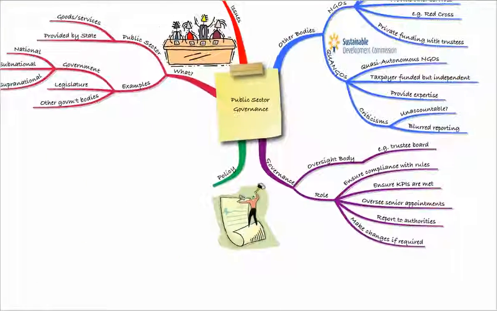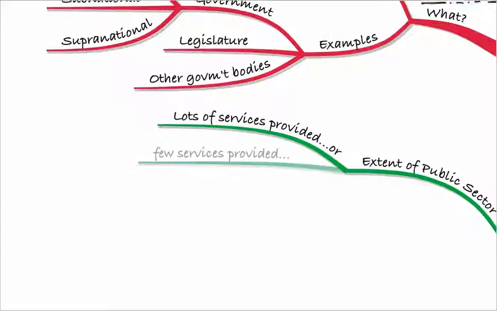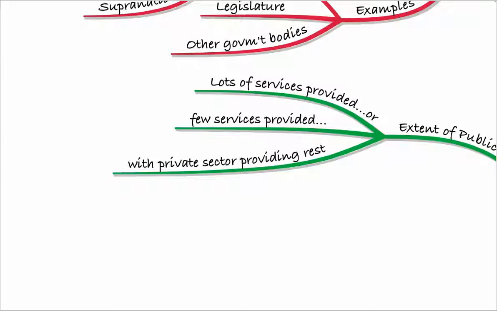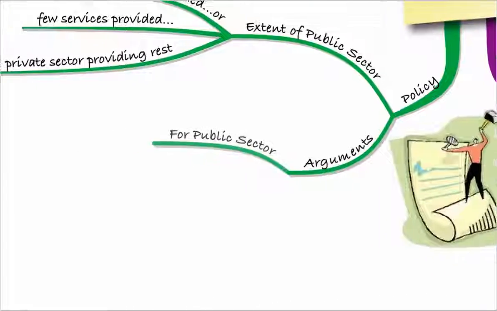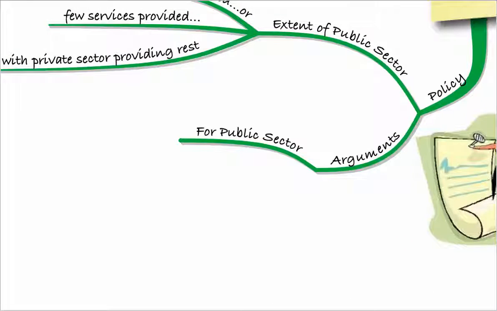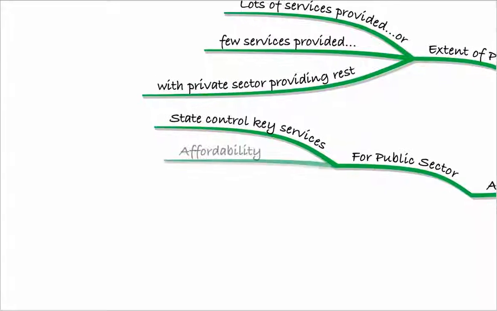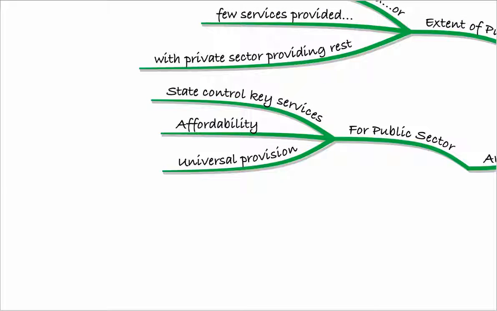Lastly then, what about policy? Well, we talked about the endless argument over the extent of public sector services. Should we have lots of services provided or few services provided with the private sector providing the rest? There are arguments on both sides of this. Those for a larger public sector would point to state control of key services which may be required, the affordability for the end user, and the universal provision for everyone at an affordable price.